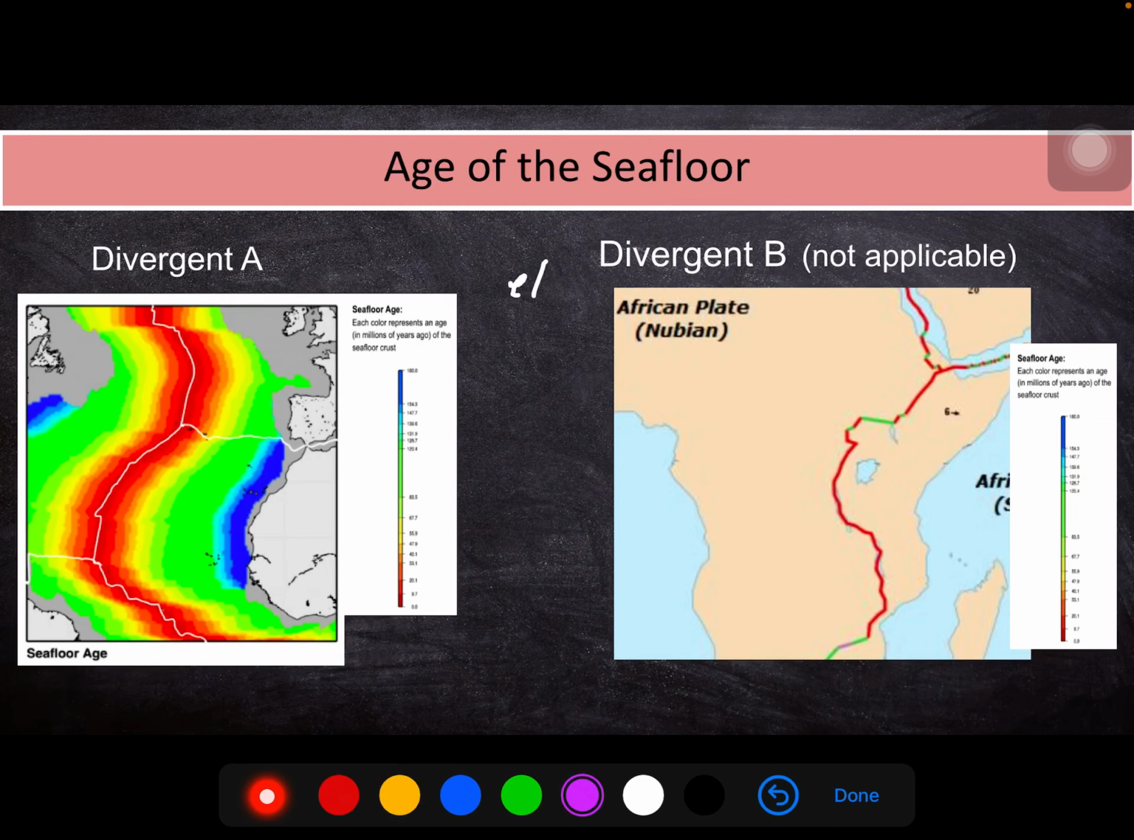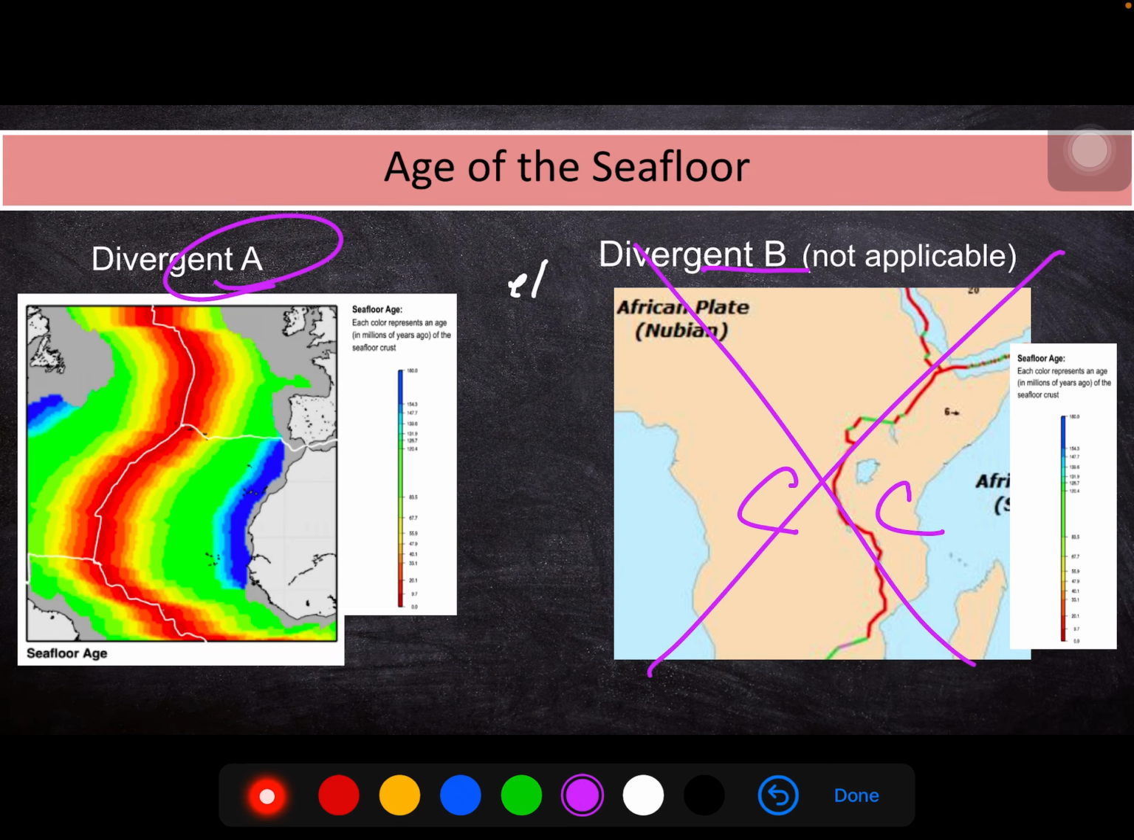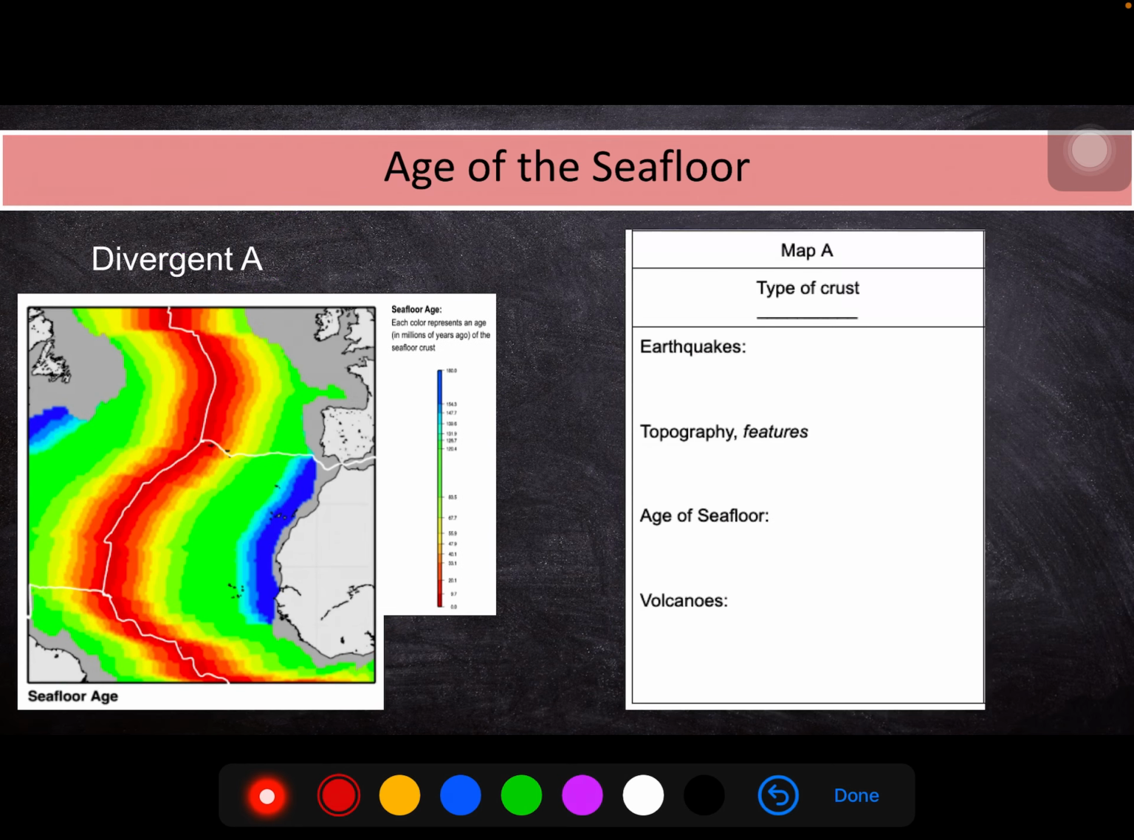Age of the seafloor, this was something that only applied to map A, as map B was looking at two pieces of continental crust, so there was no seafloor data happening here. Looking at the boundary line, you should see one prominent color surrounding the boundary, and that is the red here, representing the youngest oceanic crust.